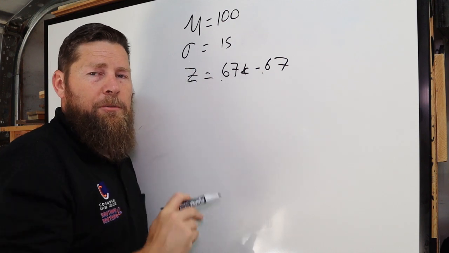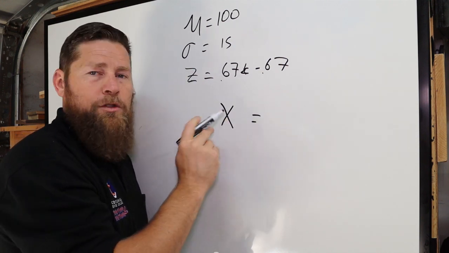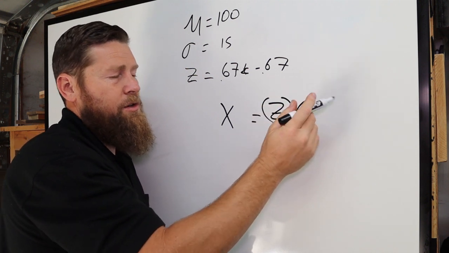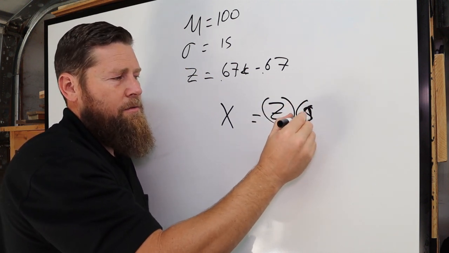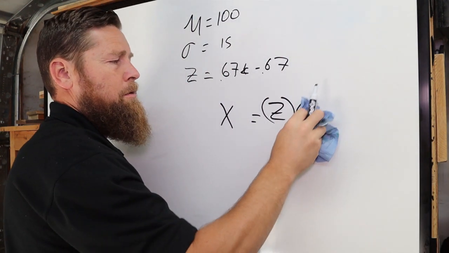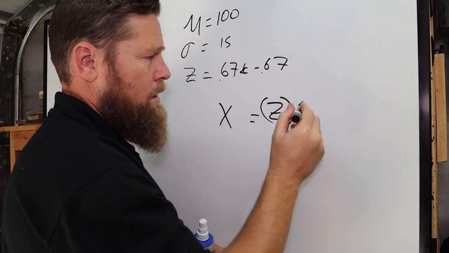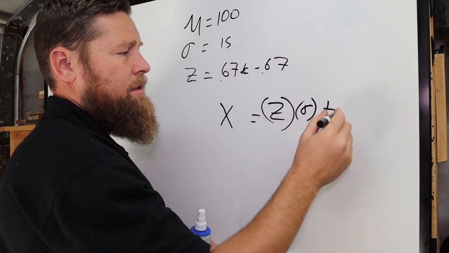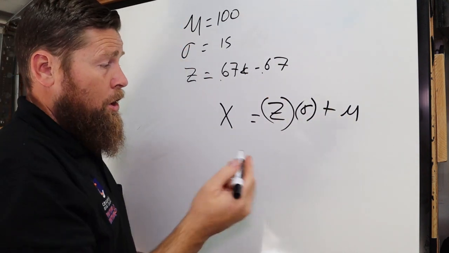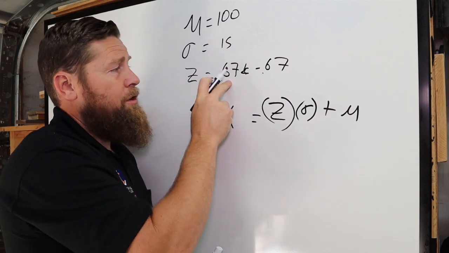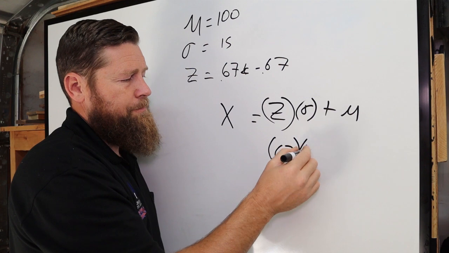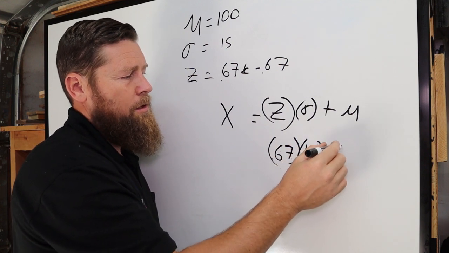Now we have the three elements we need to solve for x, which is the raw score. X is equal to z times standard deviation, or in this case, sigma, plus mu. Again, mean and standard deviation for populations. So we don't know what x is, but we're going to first do 0.67. So 0.67 times 15 plus 100.